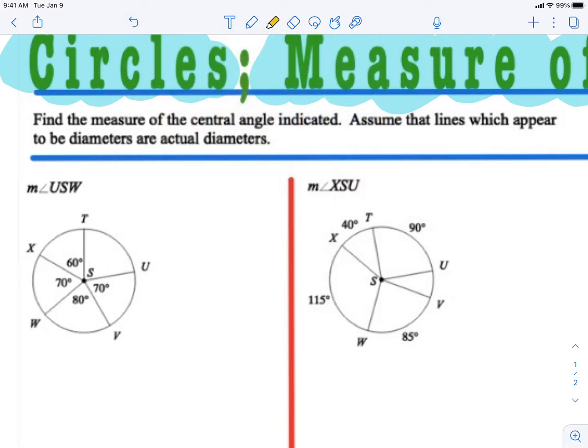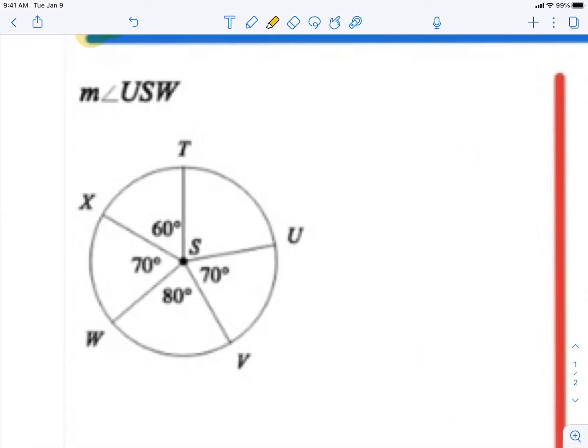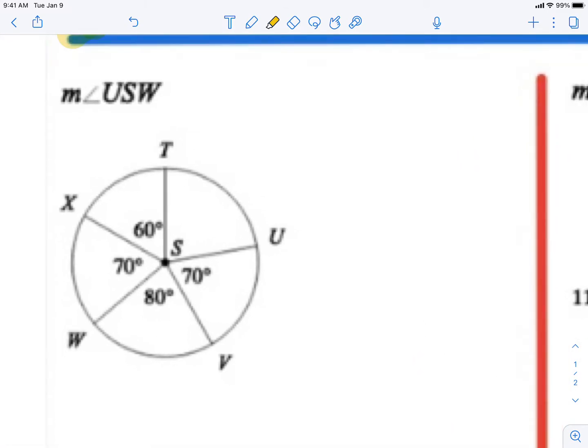So first thing we do is read the instructions. It says, find the measure of the central angle indicated. Assume that lines which appear to be diameters are actually diameters. So if we see a line going down the middle, going from one point of the circle to the other side of the circle through the center, it's a diameter.